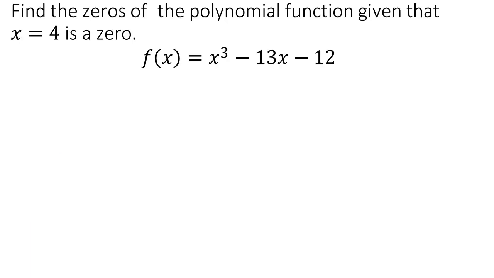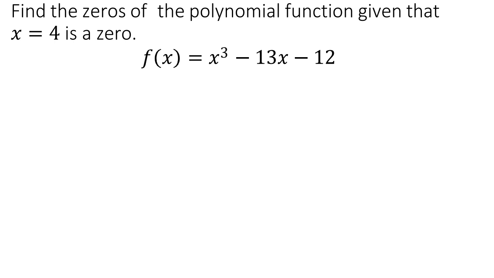All right, so let's look at this one. Find the zeros of the polynomial given that x equals 4 is a zero. On this particular problem, they're helping us find the remaining zeros. At most, how many zeros will this polynomial have? It should have at most 3 zeros. It will have 3 zeros, and some of those might be complex. They're giving us one of the zeros, which is 4.